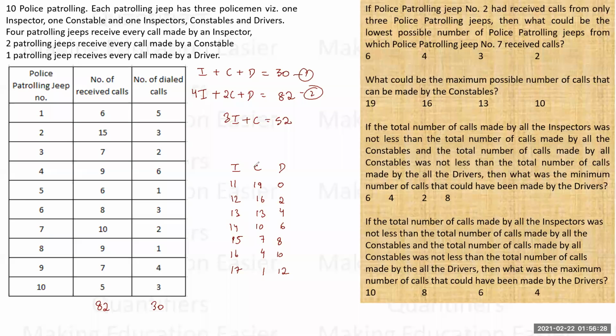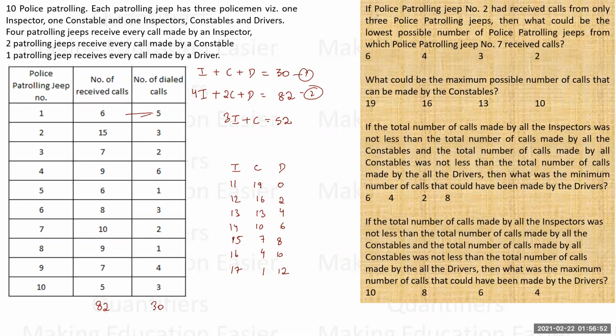So now, as we can see, there is a case when a driver could have made 0 calls. There is a case when an inspector can make a maximum of 17 calls, right? And a constable is making 1 call. So basically now it's up to me how I want to allocate these calls. Okay, I can assume that there are 5 drivers and 5 inspectors, given my constraints are satisfied.